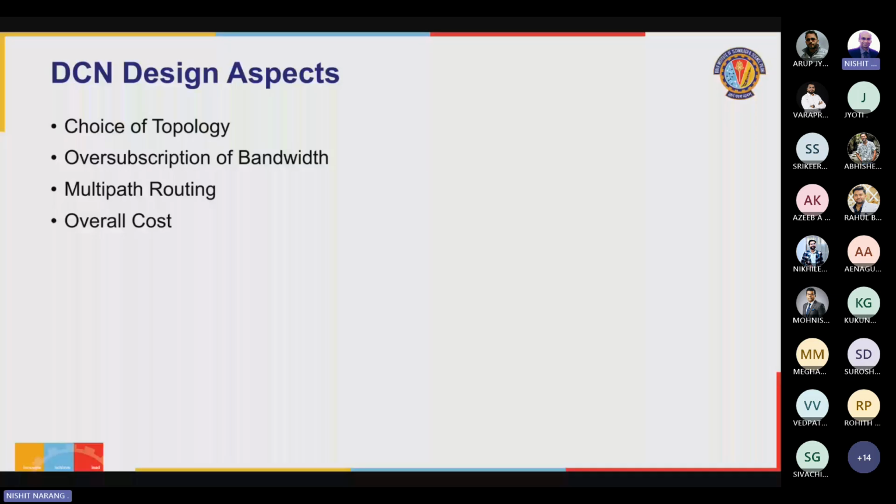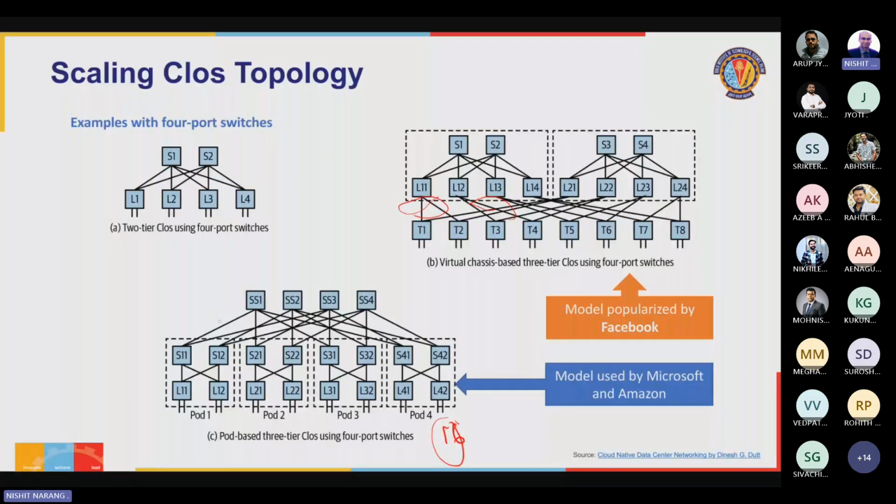Oversubscription of bandwidth. What should be the bandwidth of each of these links? That's a design decision. Should it be 100 Mbps each? Should it be 1 gigabit per second each? Should it be 10 gigabit? What is the bandwidth? So this is the cross-section bandwidth. Think of it like the backbone of the internet. Think of all of these as edge nodes in the internet, and this is the core, backbone. These are like tier 1 ISPs.